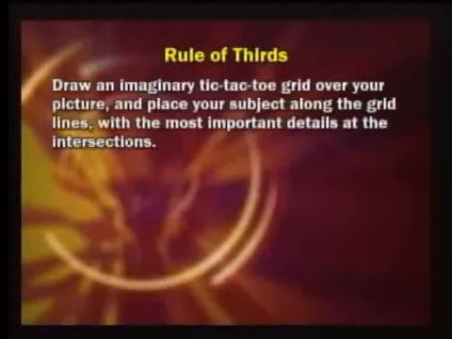We briefly mentioned this last week, but I want to define it a little better here. If you're taking a picture and trying to utilize the rule of thirds, you'll draw an imaginary tic-tac-toe grid over your picture, and then place your subject along one of the grid lines, with the most important details at one of the intersections of those grid lines. Makes sense? We're playing tic-tac-toe with our photos, right? So we want our subjects to be at one of the intersection points.